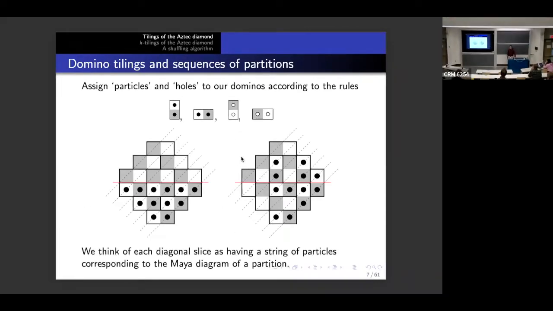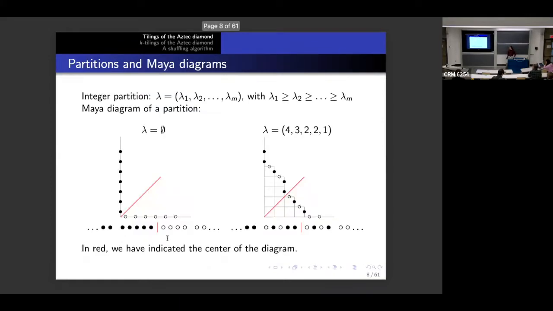And now what we're going to do is look at the diagonal slices of our Aztec diamond, and we're going to think of these particles living on the diagonal slice, and we're going to map them to the Maya diagrams of partitions. So just a reminder of what I mean by the Maya diagram of a partition.